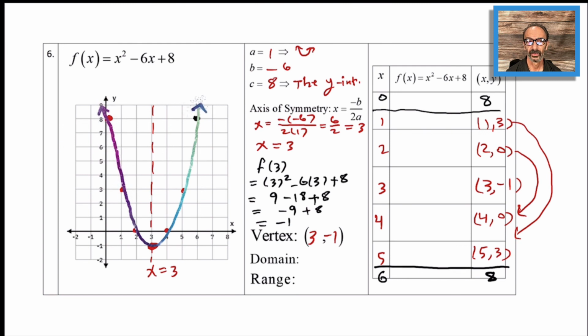Finally, we finish it by mentioning the domain and range. Domain will be all real numbers, and range will be all the y values greater than or equal to -1. That should do it. 6 problems, graphing from standard form using basic ideas, y-intercept, axis of symmetry, and the vertex. Of course, paying attention to A, which is opening up and down.